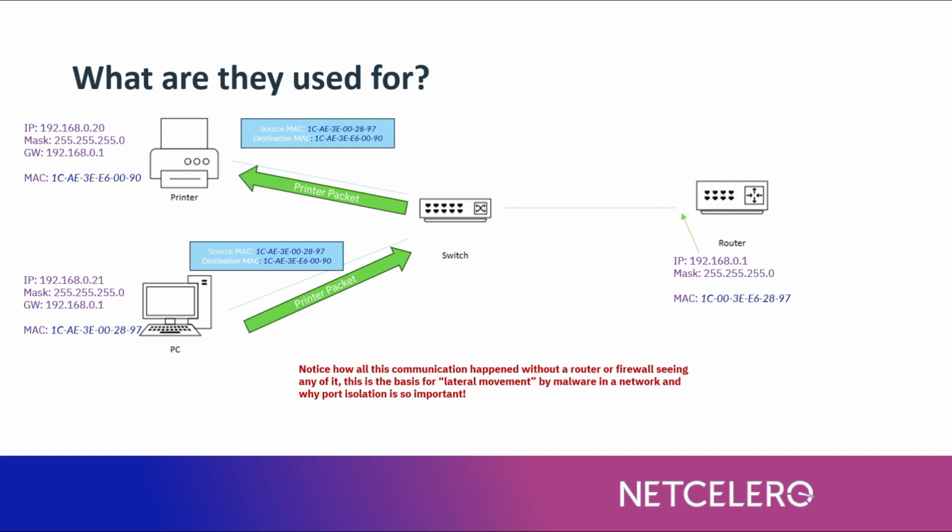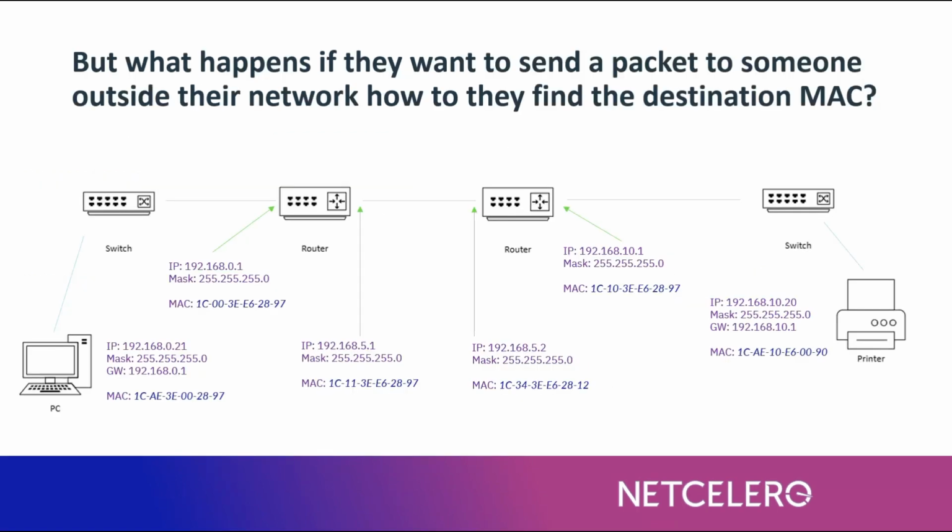Notice how all of this communication for the printing happened without a router or firewall seeing any of it. This is the basis for lateral movement by malware in a network and why port isolation is so important within networks. So what happens when you want to send a packet to someone outside their network? How do you find the destination MAC? Well, the answer is you don't need to know the destination MAC. That's not how it works.